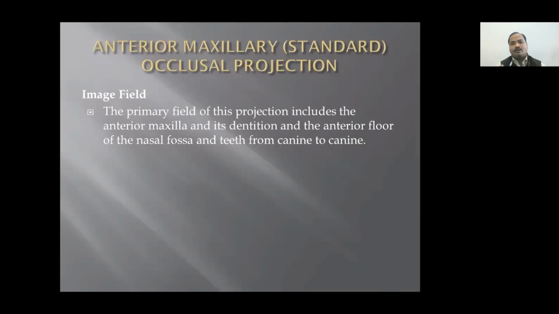So whenever we are viewing a radiograph which is said to be an anterior maxillary projection or the standard maxillary projection, it will show us the anterior maxilla, the dentition, the anterior floor of the nasal fossa, and canine to canine teeth. Means the dentition which will be clearly seen is canine to canine. Other dentition may be overlapping in this case.